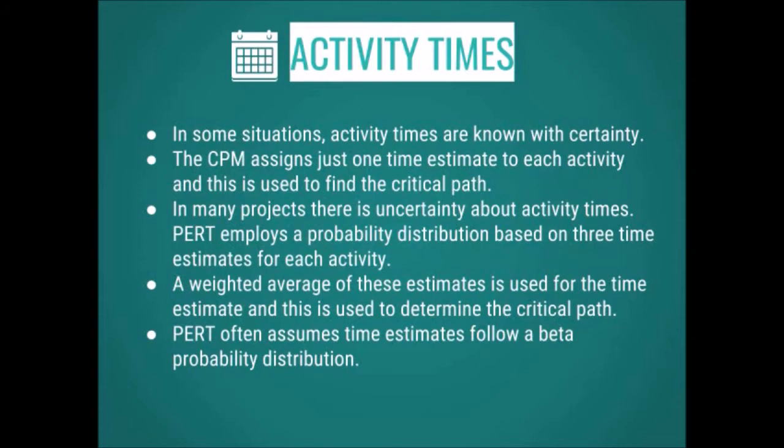Moreover, many projects have uncertainty about activity times. PERT employs a probability distribution based on 3 time estimates for each activity. A weighted average of these estimates is used for the time estimate and is used to determine the critical path. It also often assumes time estimates follow a beta probability distribution.